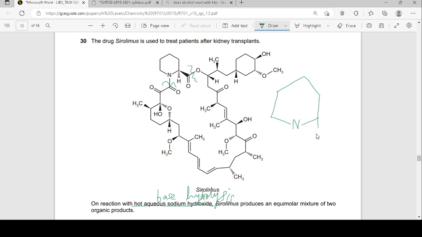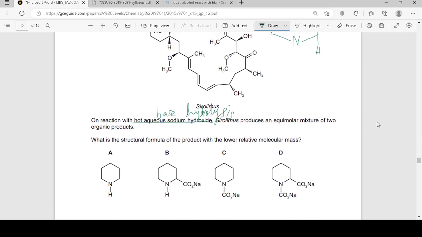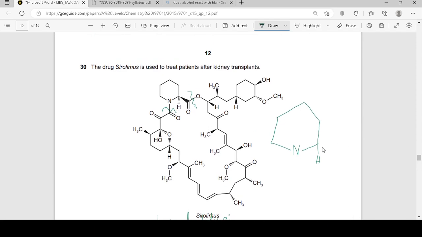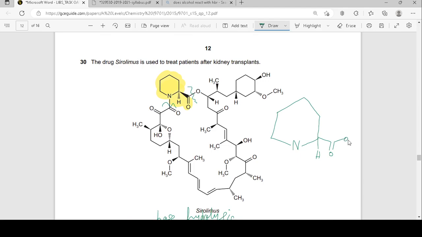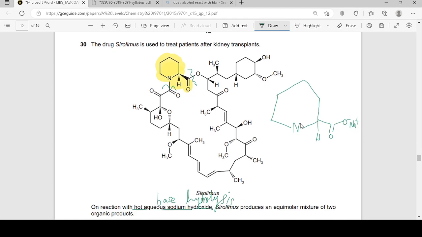Well, anyways, I'm trying to find the structural formula of the product with the lower relative molecular mass. So I'm going to highlight this part here. That's better. Now I have an H there, and then this is O, and since it's base hydrolysis, instead of getting OH here, I get O minus Na plus, because this is sodium hydroxide. And on the other side, I get H, because nitrogen forms three bonds.